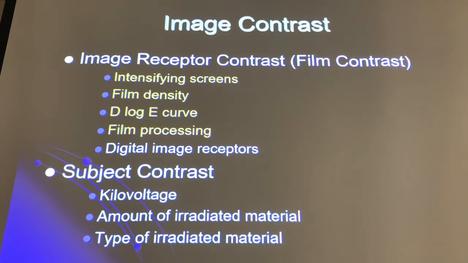Is this the one where you have a shoulder and a toe? Yeah, this is the toe, and this is the shoulder. And that's the brightness, and then the shoulder is like the darkness. This has to do with exposure. So this is exposure, and this is density.